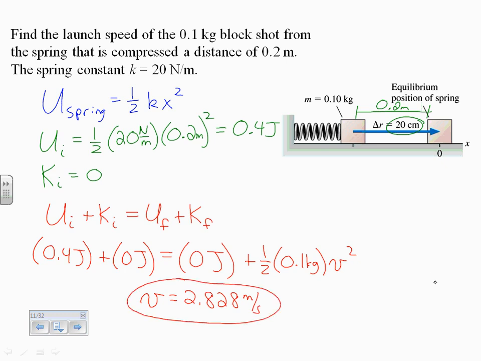Again, this is a very simple example where there's only one type of potential energy. The block was not moving up or down at all, so we did not have to worry about gravitational potential energy. All we had to worry about was the potential energy stored in the spring.